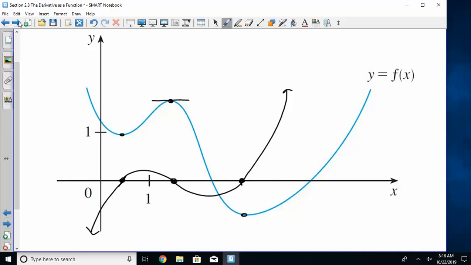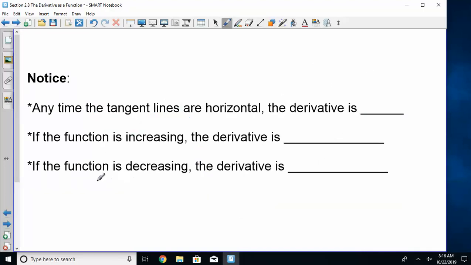So, what we need to know here is that anytime the tangent lines are horizontal, the derivative will be 0. Anytime the function is increasing, the derivative is positive, and if the function is decreasing, the derivative is negative. Those are the big pieces we need to take away from that.